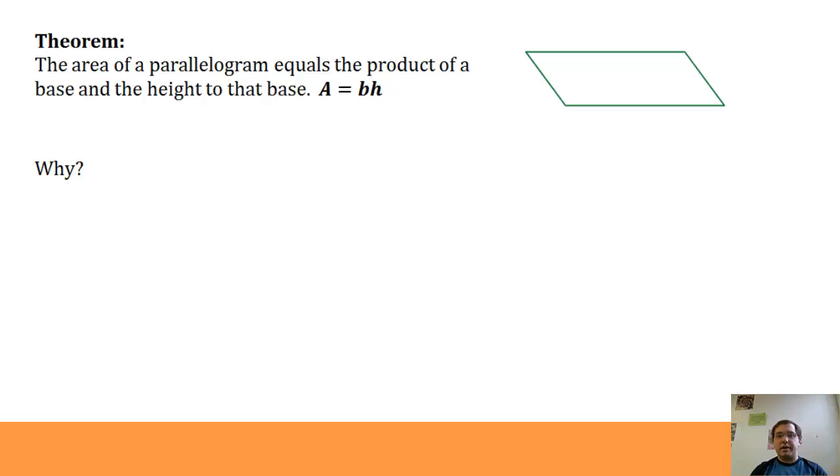So we know squares and rectangles, which are special types of parallelograms. What if we just have a generic parallelogram? How do we find the area? Well, this theorem says the area of a parallelogram equals the product of a base and the height to that base. So area equals base times height. That should look incredibly familiar. That's exactly the formula we had for a rectangle, except now the height is not a side of the parallelogram. This would be the base down here, which would be equal to that one up there. The top or the bottom could be called the base.